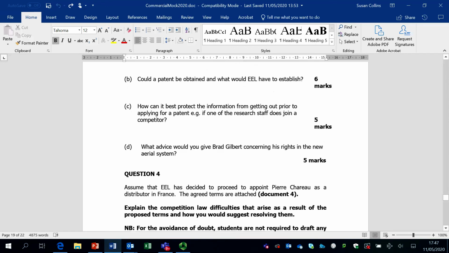All right, so D here then. What advice would you give Brad Gilbert concerning his rights in the new aerial system? That's the next question. The thing to note there is that's a question that's asking you, obviously, to advise Brad. Our difficulty with that, of course, here on the facts is that we act for the company. So therefore, this is a question about conduct, professional conduct. Brad is an employee of our client. We're acting for the company.